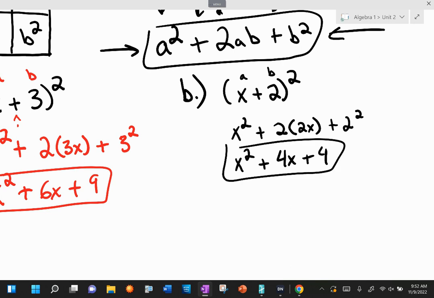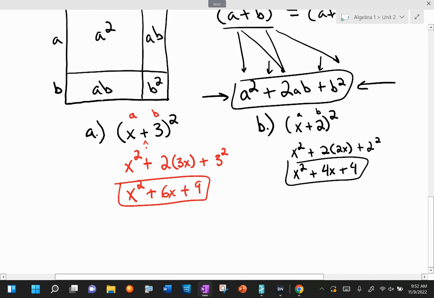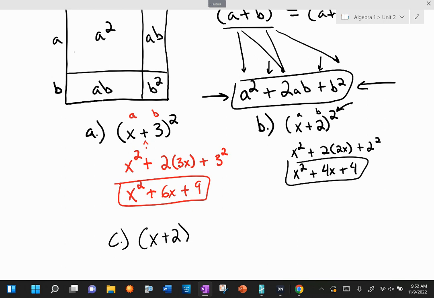Now, this method, guys, only works when the question's like that, when it is a binomial squared. It's the only time this works. For instance, if I gave you x plus 2 and then x minus 3, you obviously would not be able to use this pattern skill. The pattern is only for the squared binomials, okay?